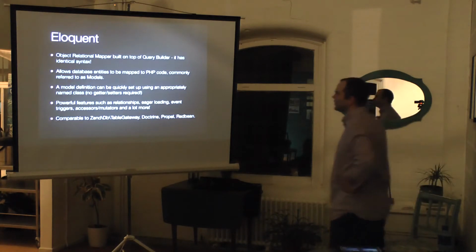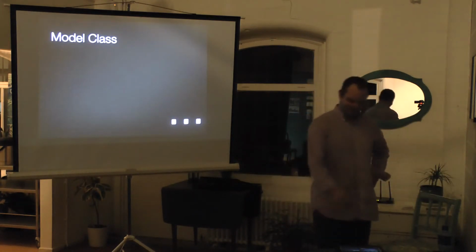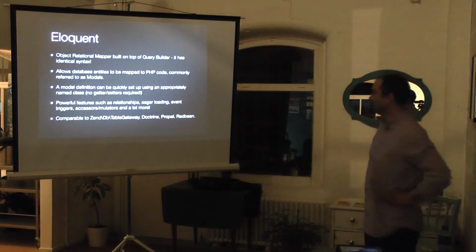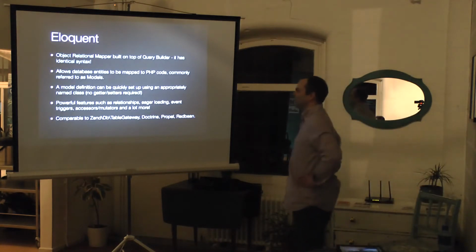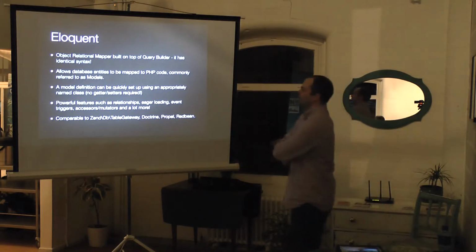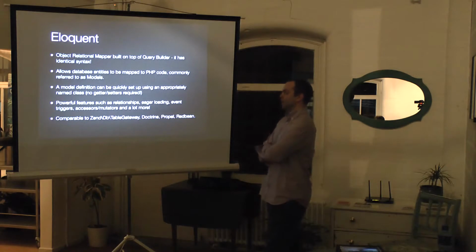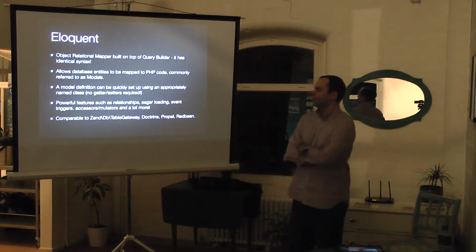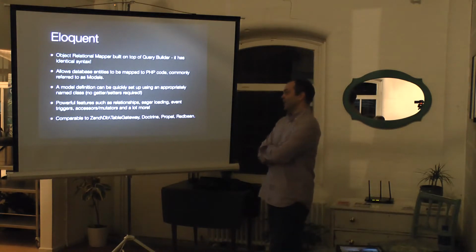Now, on to Eloquent. Eloquent is an object relational mapper built on top of Query Builder. It uses the same syntax. It allows database entities to be mapped to PHP code, commonly referred to as models. You've probably seen this before. A model definition can be quickly set up using an appropriately named class, so no getters or setters required.